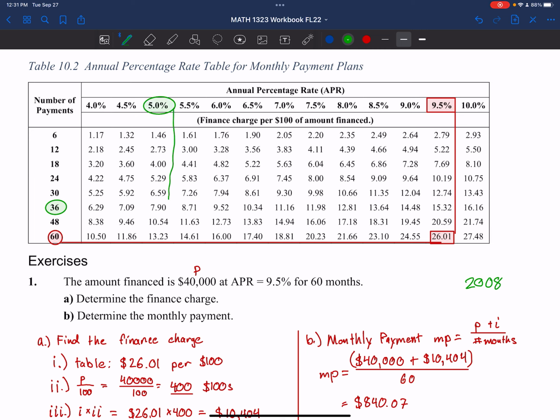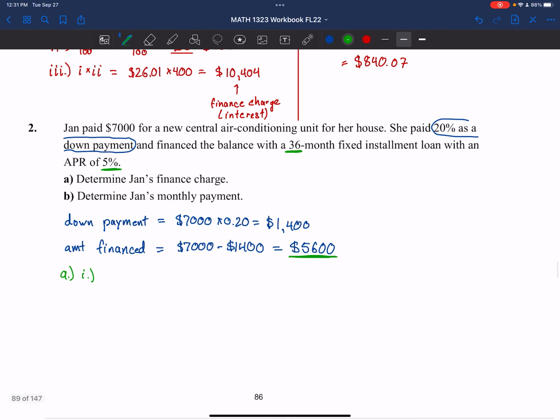So I'll bring this one down. I'll bring this one over. And what we get is the intersection here at $7.90 per 100. So that's the second part. So what we have is $7.90 per 100. Now we need to compute the amount financed. So she finances $5,600. How many $100s are in there? Well, there's 56 100s. So again, that 56 is what we need.